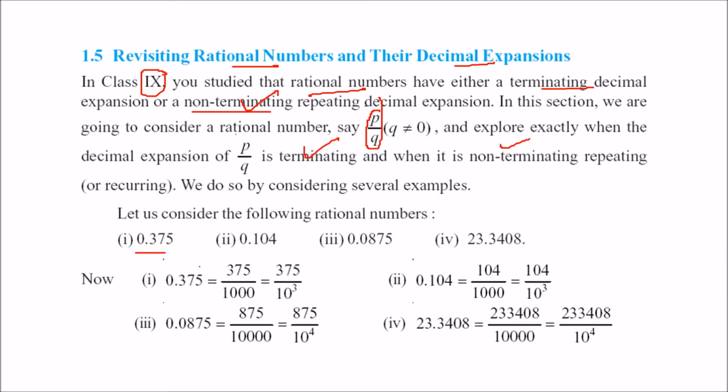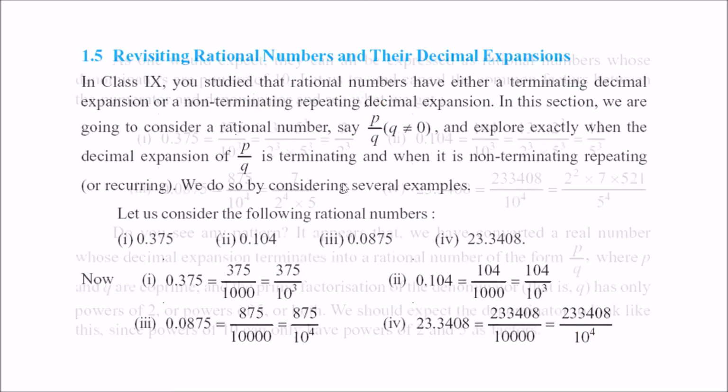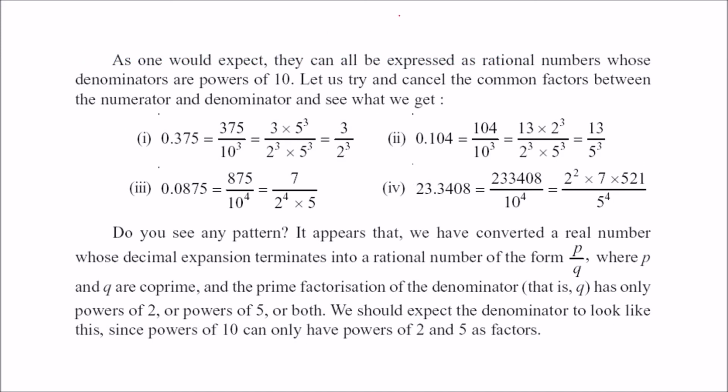This 0.375 can be written as 375 by 1000, and this 1000 can be written as 10 cube. Similarly, this one is 23348 by 10 to the power 4. And why we have written this 10 to the power 4 is very important. This 10 can be written as what? 10 is 2 into 5. So 10 can be written like this, 2 cube 5 cube, and this can also be written like this. Similarly, this one.